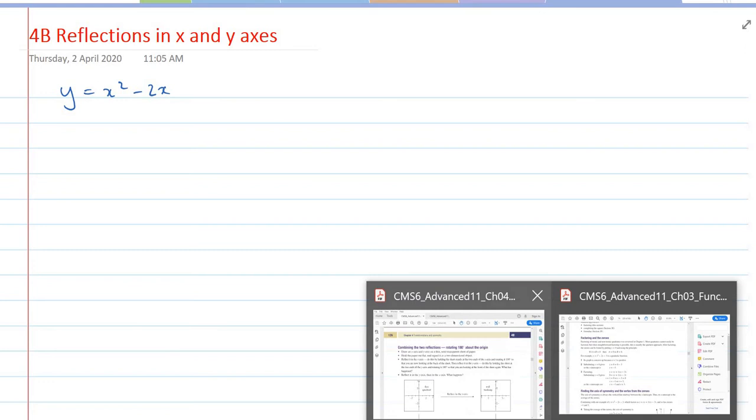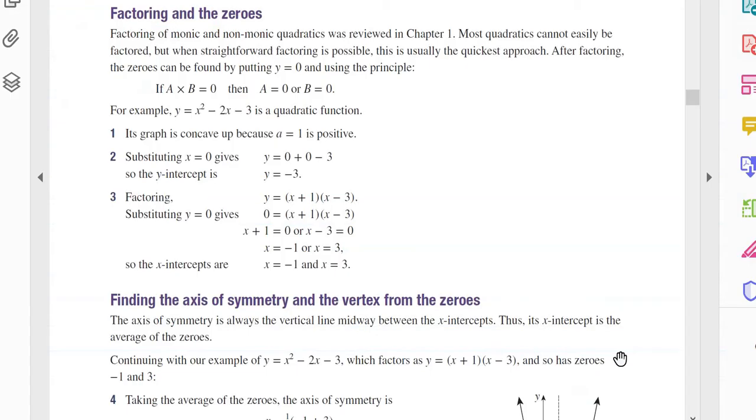Okay, so now we're doing reflections in the axes. Do you remember how to sketch something like y equals x squared minus 2x? You can have a look back in exercise 3D if you want to have a look.